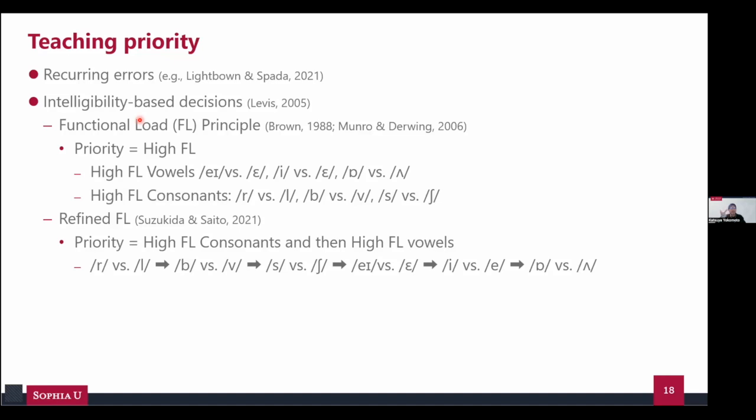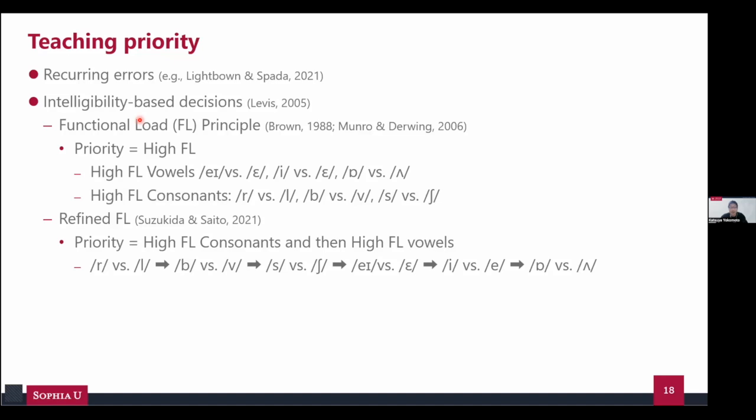And look at those lists. Still, there are a lot of pairs, and Suzukida and Saito actually found that there is more priority that we can make. So we should focus on consonants, high functional load consonants first, and then move on to high functional load vowels. So those are the priorities that we can take. If you are considering which sounds, which consonants and vowels we teach first and second, you might want to look at this list, and this is helpful.